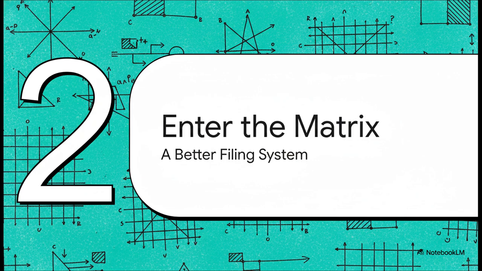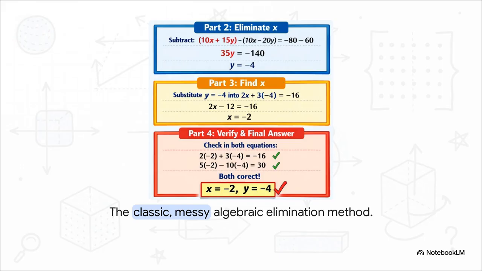Moving on to part 2. Enter the matrix, a better filing system. It's easy enough to find the intersection of two simple lines visually, but how do we efficiently solve these systems when they get complicated? We all probably remember that old-school, messy algebraic elimination method from early math classes, right? You subtract equations, find y, plug it back in to find x. It works fine for two variables, sure, even if it completely destroys your eraser in the process.